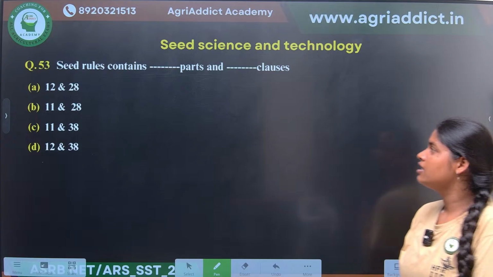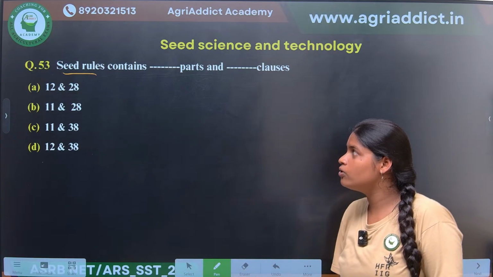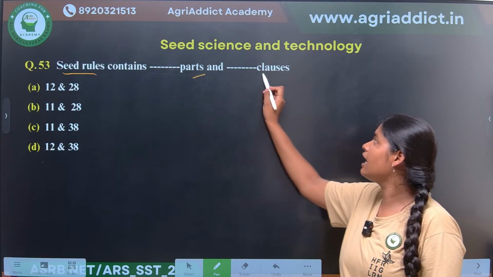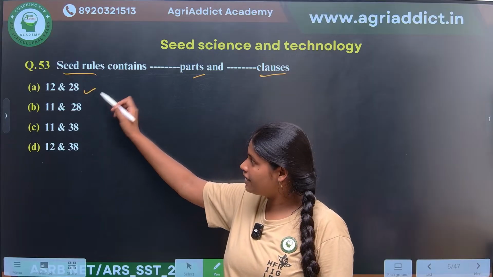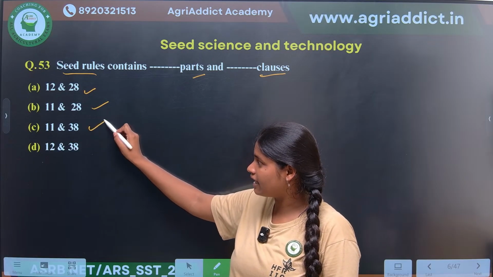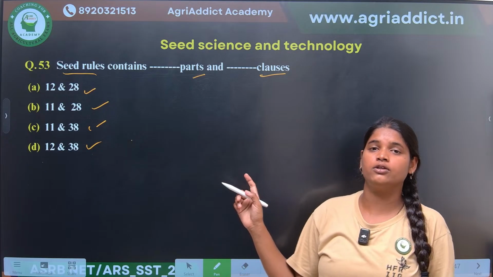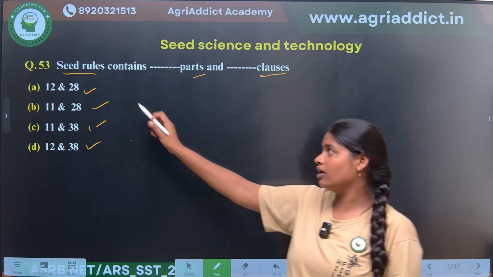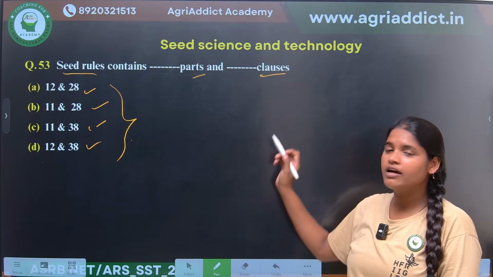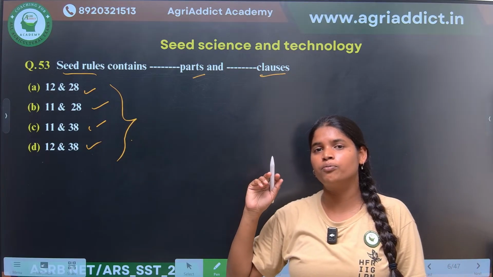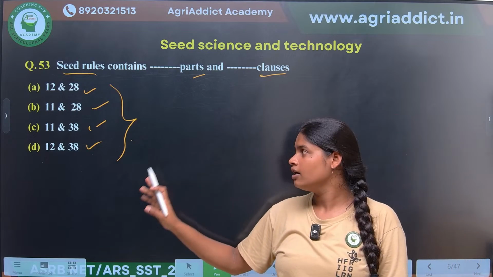Next question is seed rules. This is also seed legislation part. Seed rules contains how many parts and how many clauses? Options are 12 and 28, 11 and 28, 11 and 38, 12 and 38. If you see the options, you have to be so clear that you can't even exclude if you are confused with the topics. So wherever you are getting factual things, you have to mug up or thoroughly read it so that you won't get confused in exam.